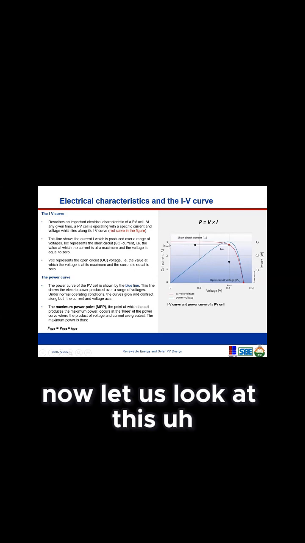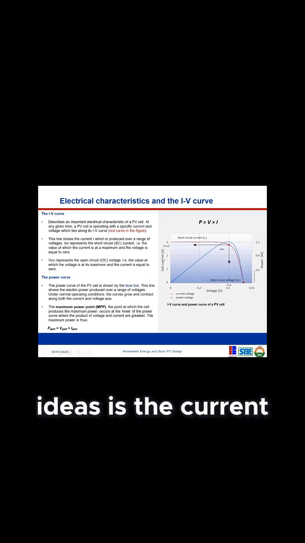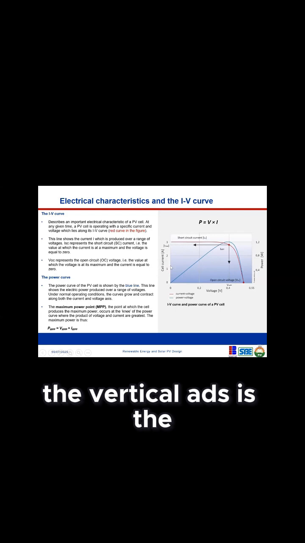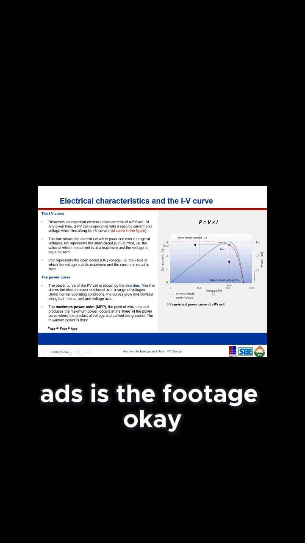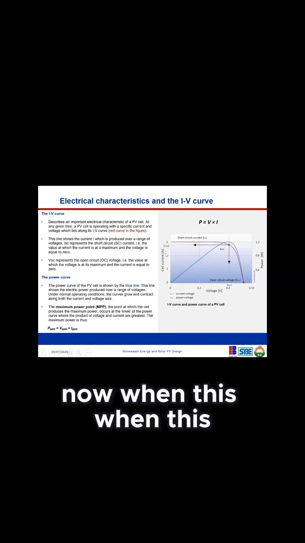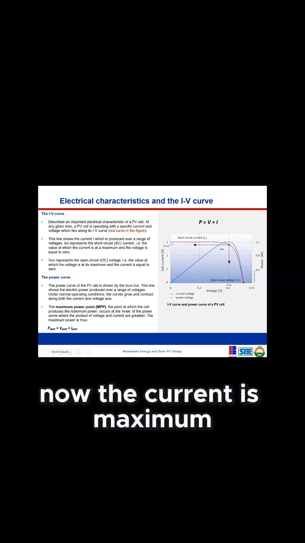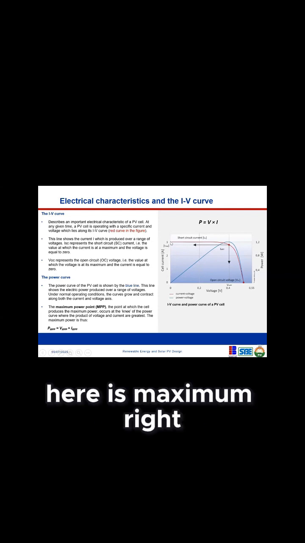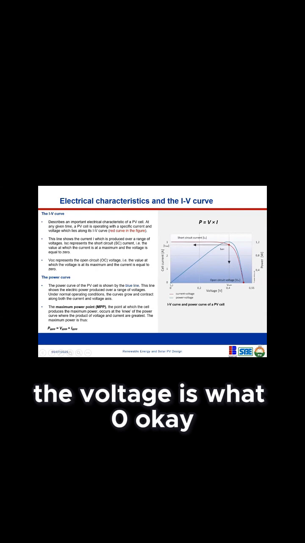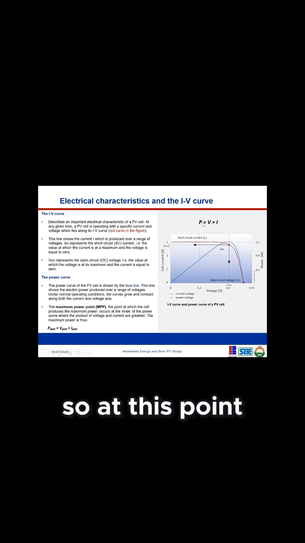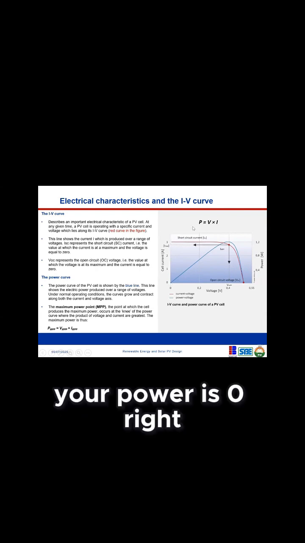Now, let us look at this diagram. This vertical axis is the current. Now, the horizontal axis is the voltage. Okay. Now, when this current is maximum, the current here is maximum, right? The voltage is what? 0. Okay. So at this point, your power is 0, right?